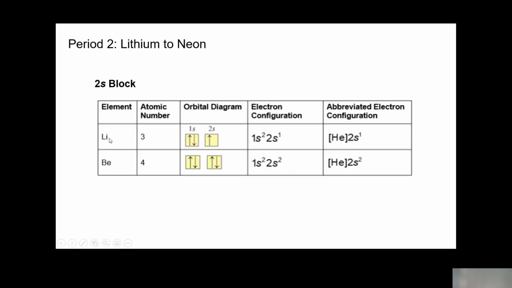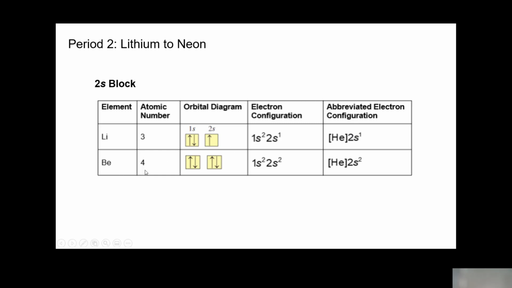The 2s block: lithium has an atomic number of 3, so we start out with a 1s, and then we fill in the 2s, and that gives us 1s2, 2s1. There's an abbreviated form of this, and I will show you how to do this once we're comfortable with learning how to do this. I don't want to shove this in your face until you know how.